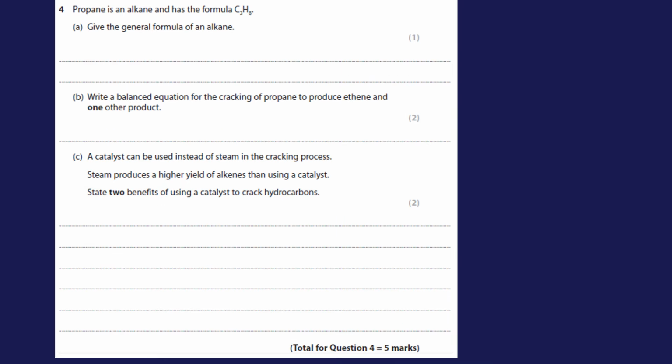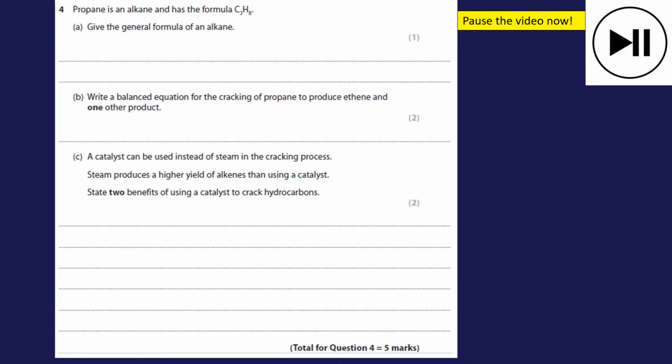Question number 4. Pause the video, unpause when ready for the answer. So propane is an alkane and has the formula C3H8. Give the general formula for an alkane. The general formula for an alkane is CnH2n+2. 1 mark.